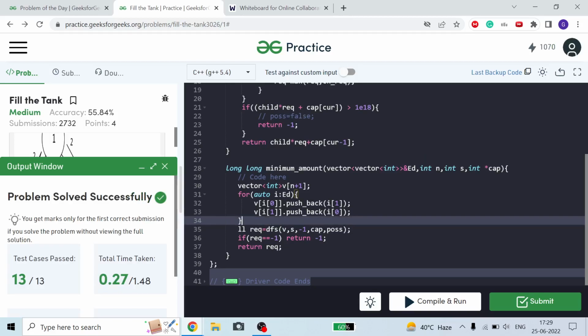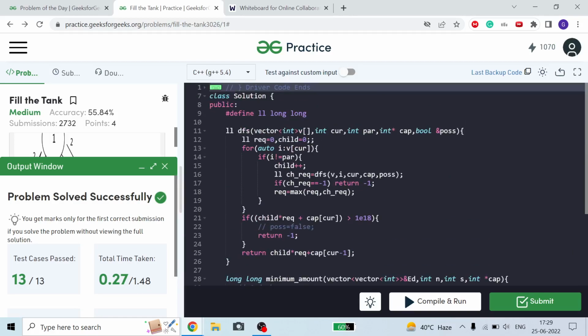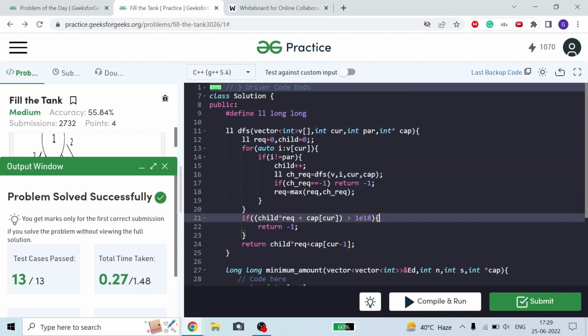Okay guys, so I just removed the possible variable. No need of the possible variable, I think, because I am already giving -1. So I will delete the possible variable from everywhere.